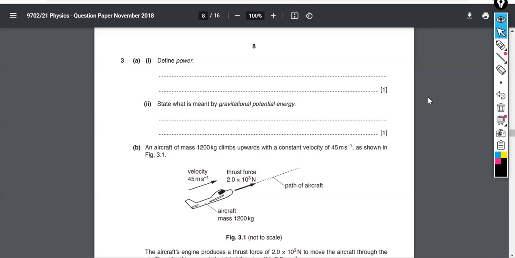All right, so a scalar quantity defined as the rate at which work is done, measured in watts. Right, so put all that down. That's a good mark right there. But just saying the rate at which work is done is enough to earn the mark.